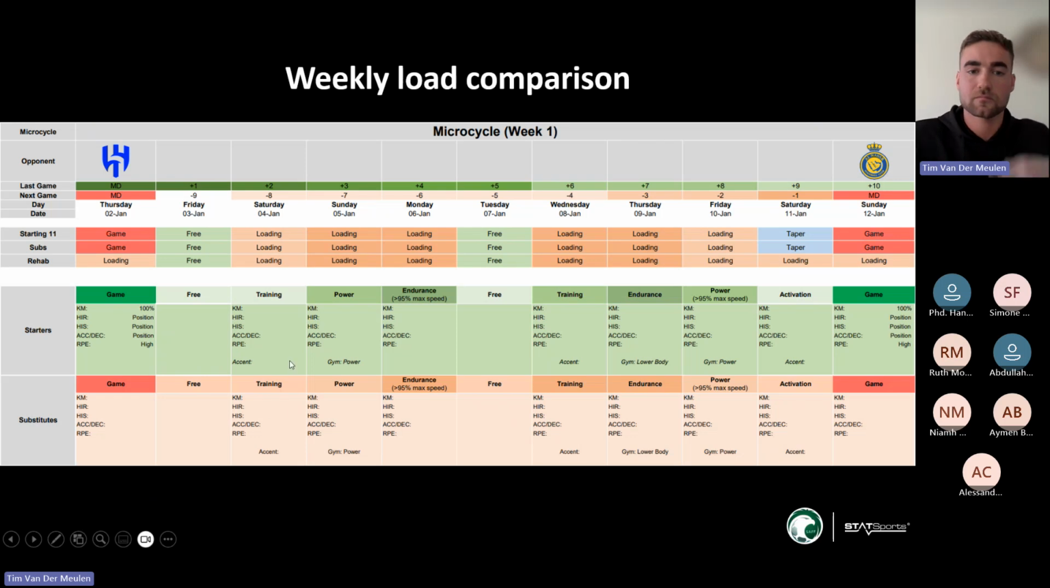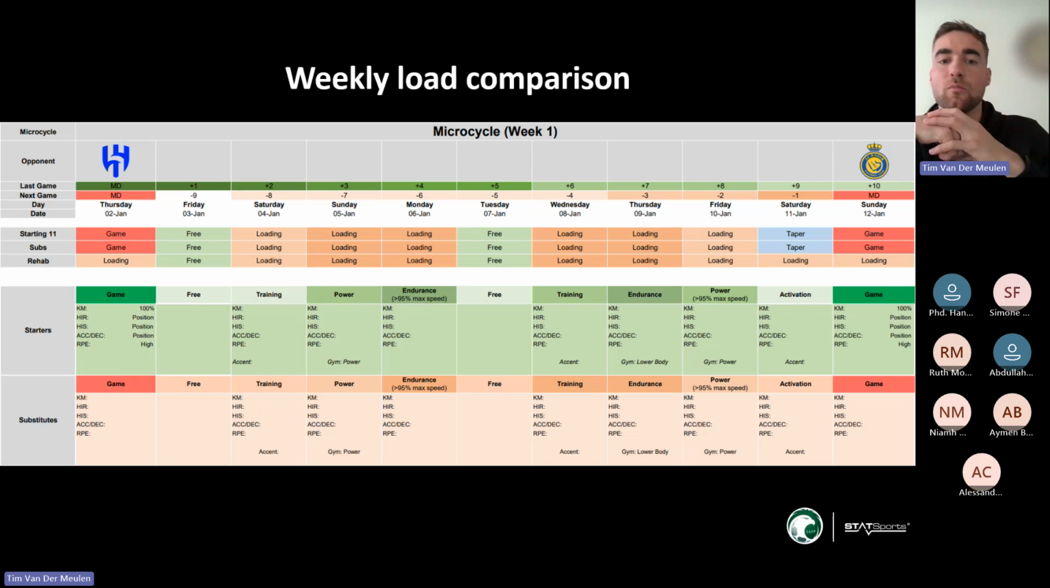So as you can see, this specific day focused on power and this specific day on endurance, also with reaching above 95% of max speed. And again, this is just an example, and I'm aware this is not the most common microcycle, but just giving you an example of how you could visualize this and set those goals for specific training days.